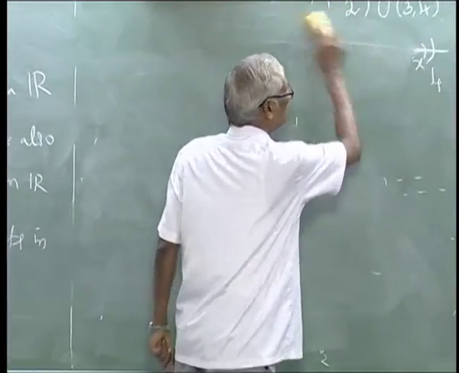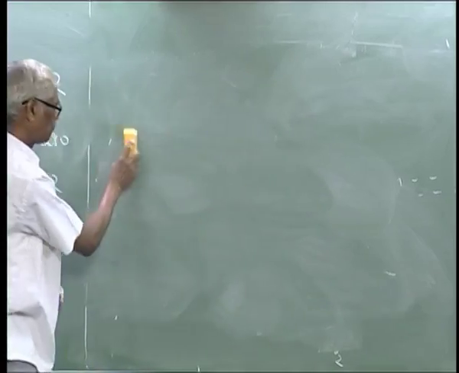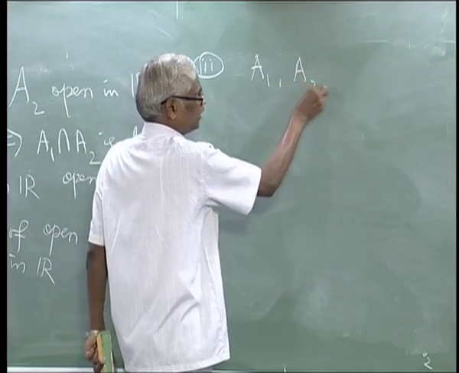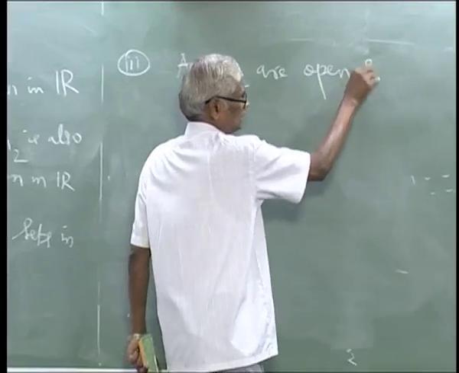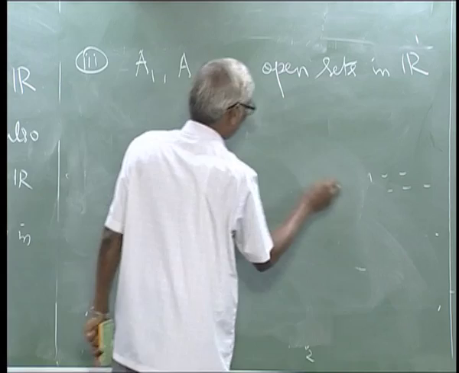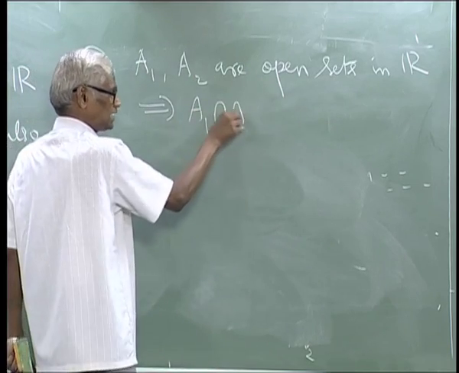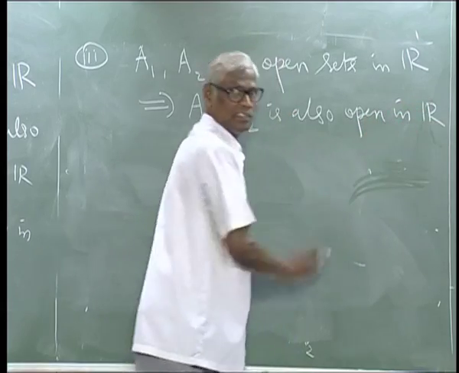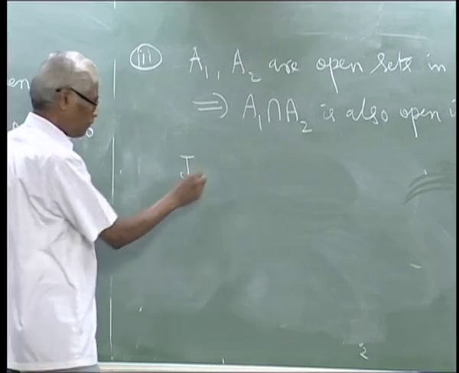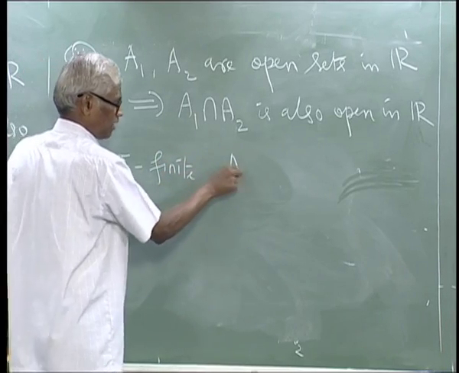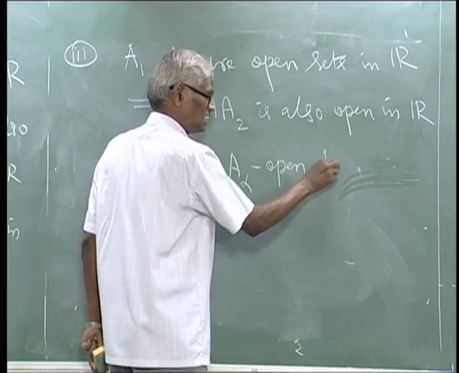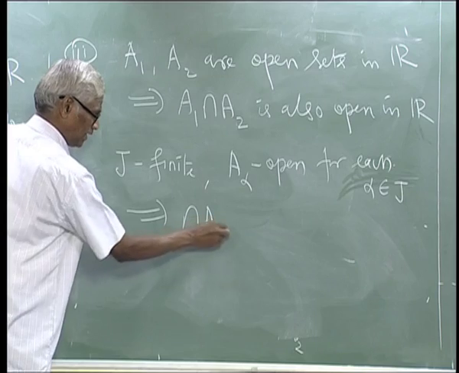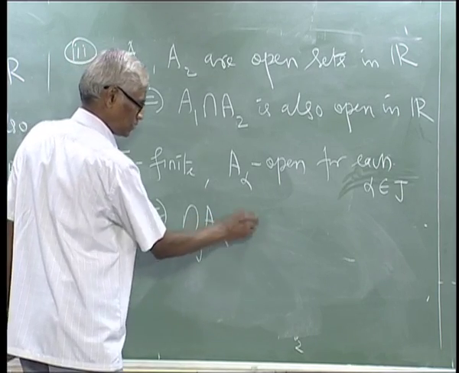And second is intersection: finite intersection of open sets is open. For that it is enough to show that A1, A2 open sets in R implies A1 intersection A2 is also open in R. This gives that if J is finite and A alpha is open for each alpha belonging to J, that will imply the intersection of A alpha, alpha belonging to J, is also open.